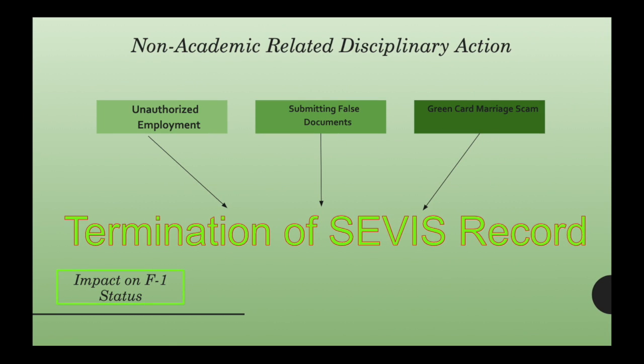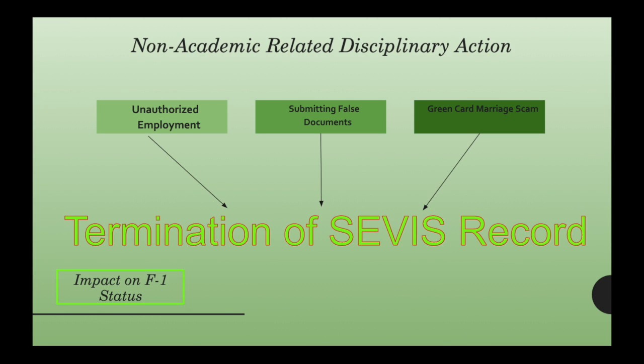Most violations are definitely academic in nature, but there are a few that take place outside of the classroom that can result in a change in status due to the disciplinary action steps. Here we have the top 3 non-academic violations an F-1 student can commit. In no particular order, they include engaging in unauthorized employment, such as working off campus and under the table, submitting fraudulent documentation, such as financial documents relied on in an application, and entering a marriage scam to obtain a green card.